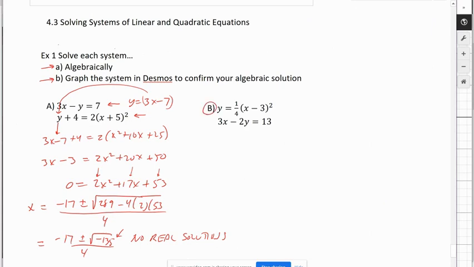Go ahead and try example B. So pause your video, try example B, and don't forget to graph it in Desmos to confirm your solutions at the end.